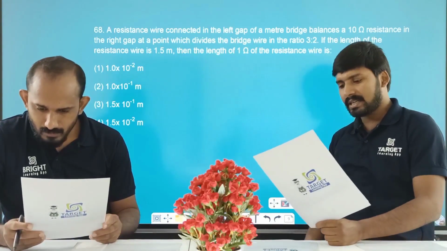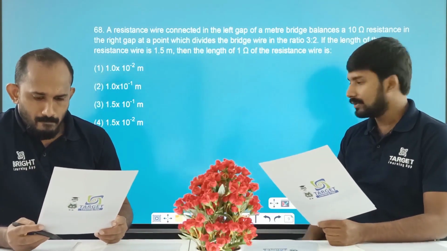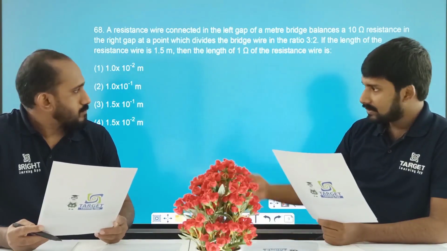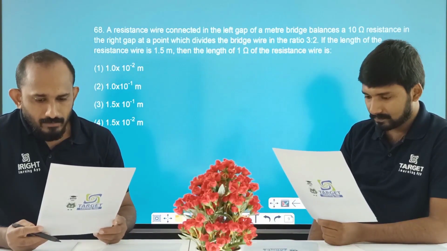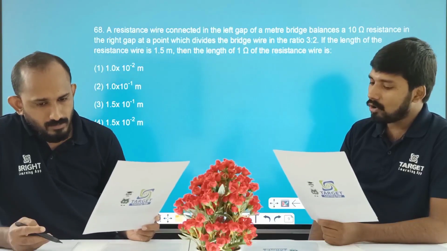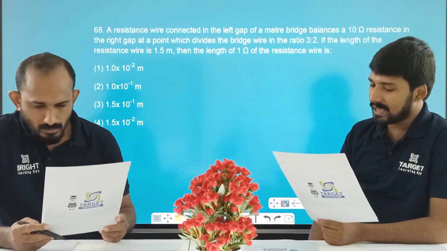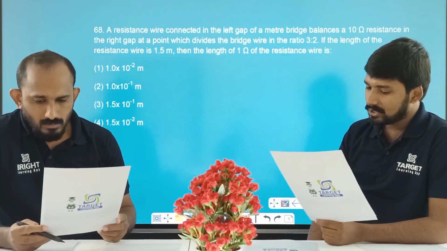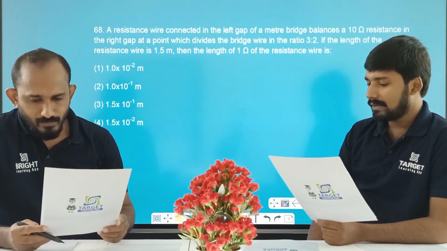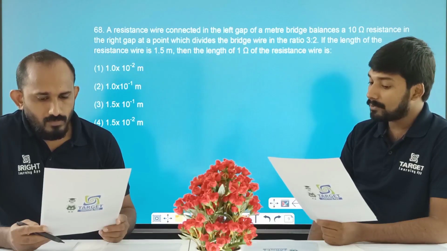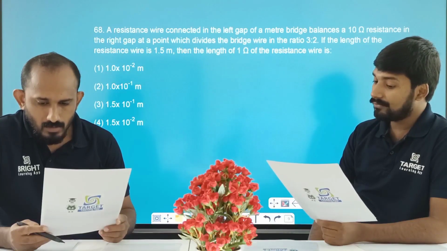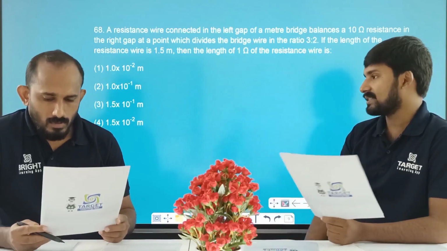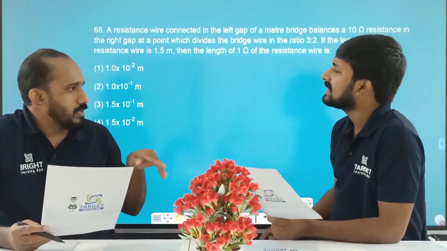A resistance wire connected in the left gap of a meter bridge balances a 10 ohm resistance in the right gap at a point which divides the bridge wire in the ratio 3:2. If the length of the resistance wire is 1.5 meter, then the length of 1 ohm of the resistance wire is. I think it's from current electricity. It's very simple, comparison only.